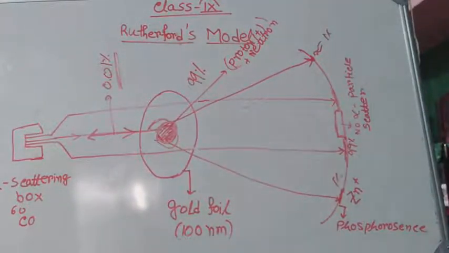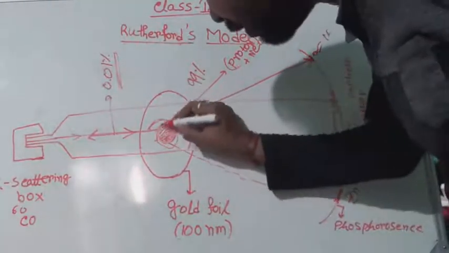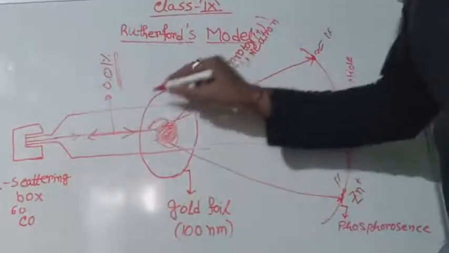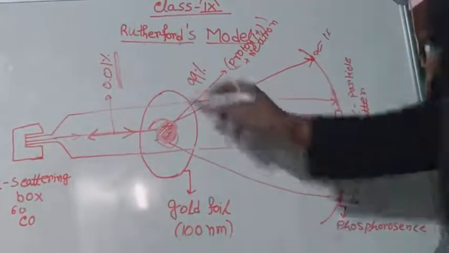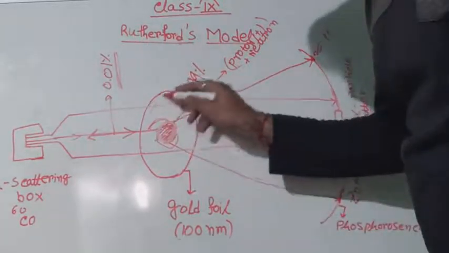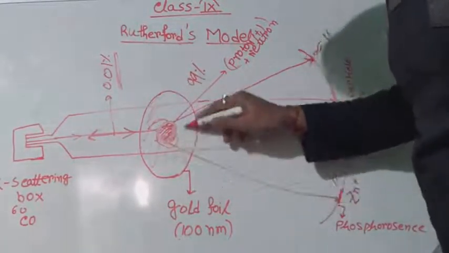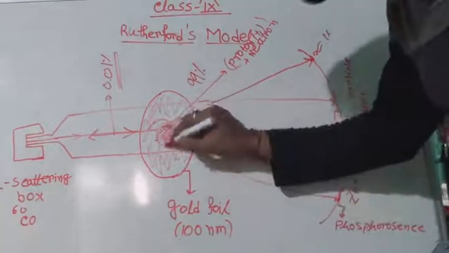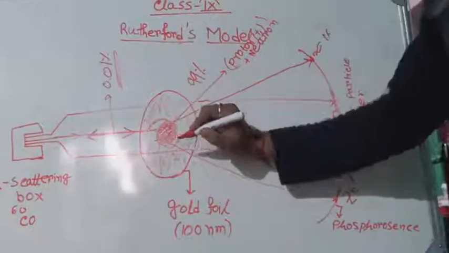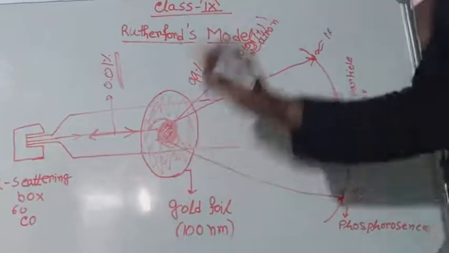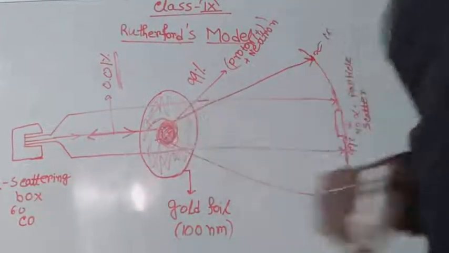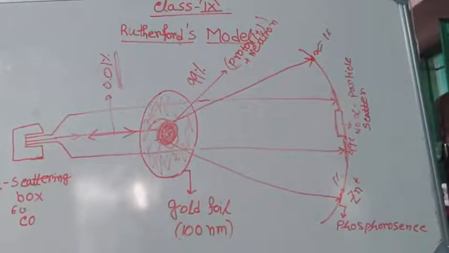And the positive charge in an atom is concentrated in a very small volume. That means this volume is very small. That means most of the atom in the Rutherford model experiment is vacant space. That means outside the nucleus, this space is vacant. Only in the middle portion is the maximum amount of mass concentrated, in the nucleus. It is the second point.